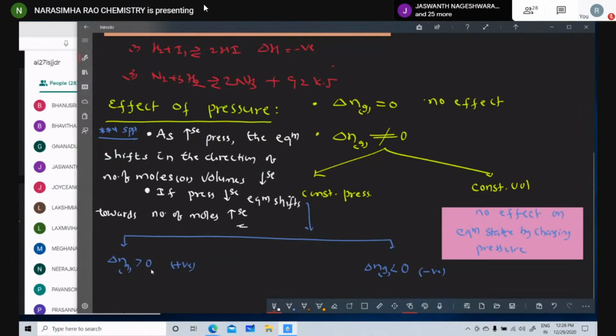Delta n is positive. What I am taking for the example is PCl5 in equilibrium with PCl3 plus Cl2, all in gas phase. Here delta n is greater than 0, nothing but positive. 2 minus 1 is equal to 1.